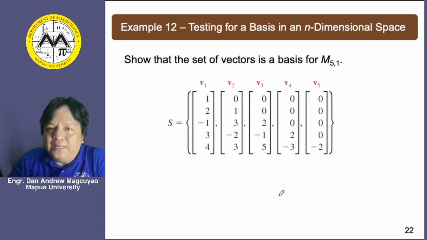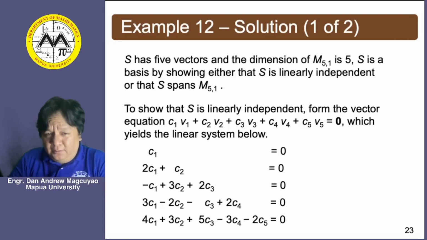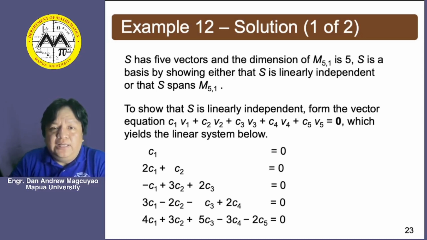Show that the set of vectors is a basis for M 5,1. So 5 rows, 1 column. So these are the 5 matrix vectors: first vector, second vector, third vector, fourth vector, and fifth vector. What we're going to do is write this down as a linear combination and check whether it is a spanning set or if they are linearly independent. Since there are 5 vectors for this 5 by 1 matrix space, we can check either whether it is a spanning set or linearly independent. I think it's easier to check linear independence because we are checking whether it is equal to 0.